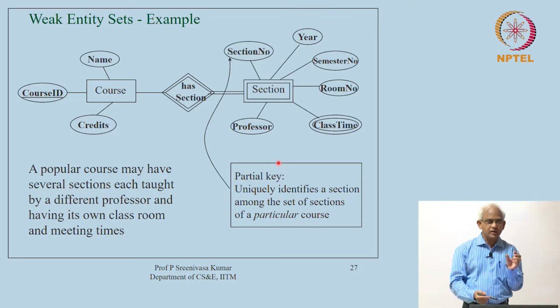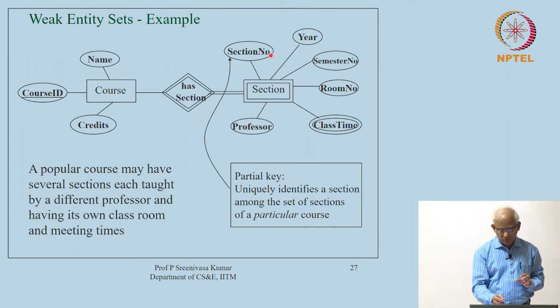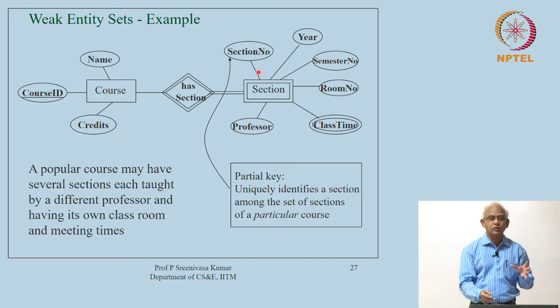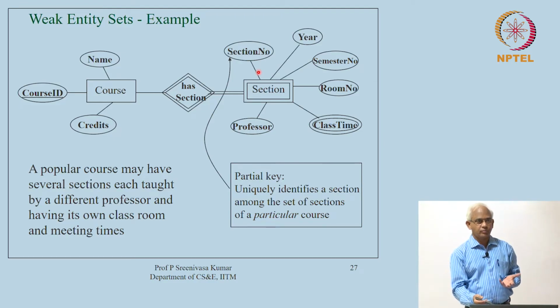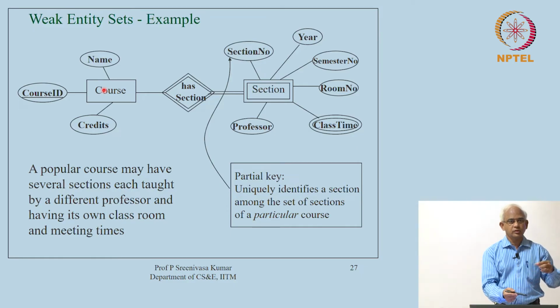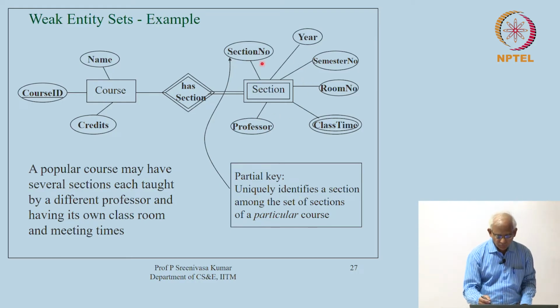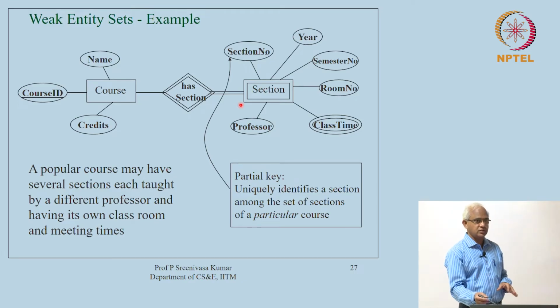So what section A are you talking about? The section A by itself does not identify any particular section, and that is why it is called a partial key. So the course ID along with this section number together actually identifies the section uniquely, because all these sections are associated with that course. So the course ID, or whatever is the key for that particular strong, owner entity, along with the partial key will uniquely identify this particular section. In general, that is how it is. It might have some attribute which might act like a key, but it is not necessary that weak entities have a key. That is the point we are trying to make.